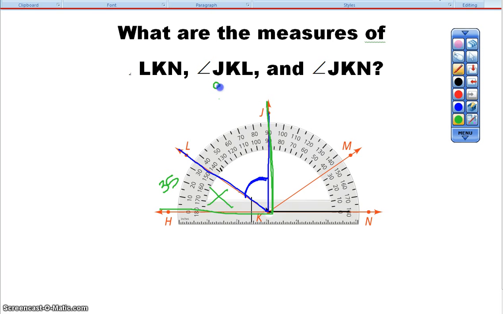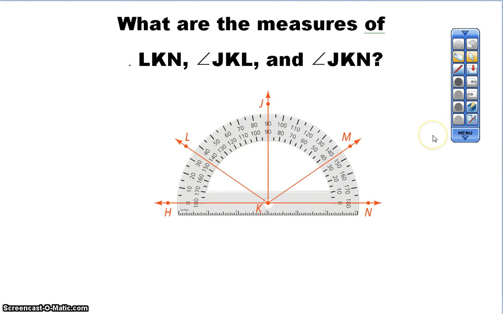So take your 90, take away 35, and so that angle is about 55 degrees. And you can actually count it out. That'd be 10, 20, 30, 40, 55 is angle JKL. And the last one here is angle JKN. Angle JKN is going this way, and that is exactly 90 degrees. So that is how you read a protractor.